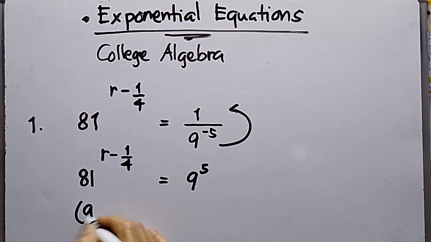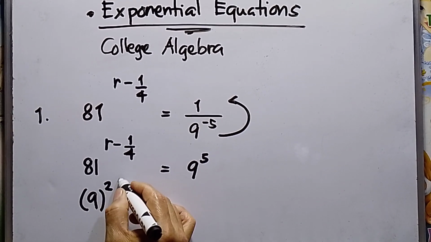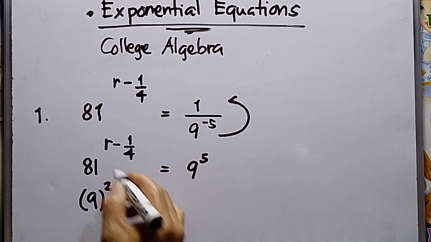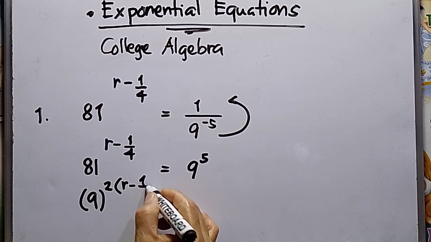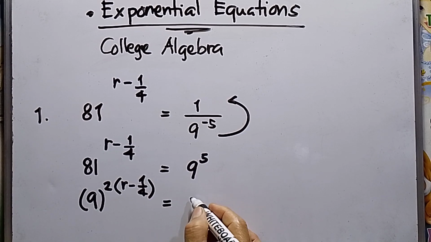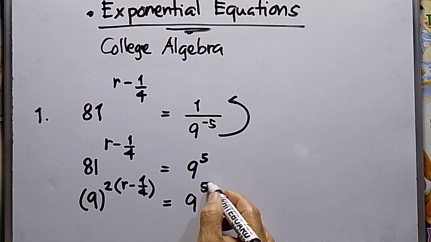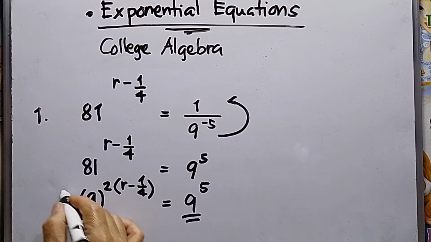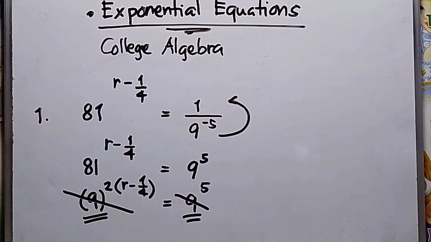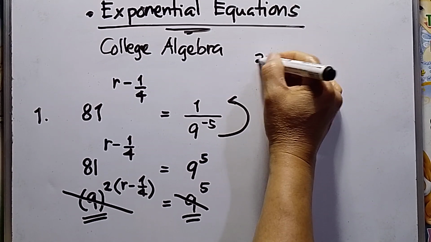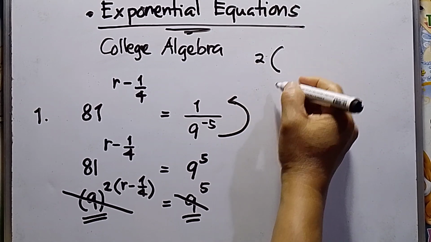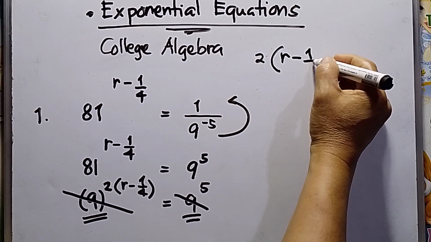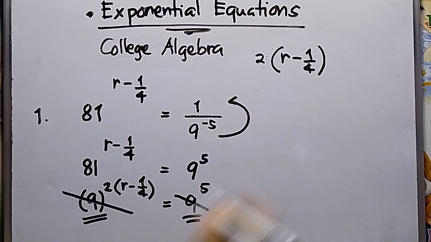Okay? This will be raised to the power of 2 and the existing exponent is r minus 1 over 4 is equal to 9 raised to the power of 5. Okay? So they have the same base. So this will be crossed out. So I have now 2 times the quantity r minus 1 over 4 is equal to 5.